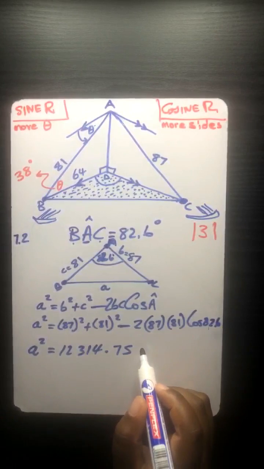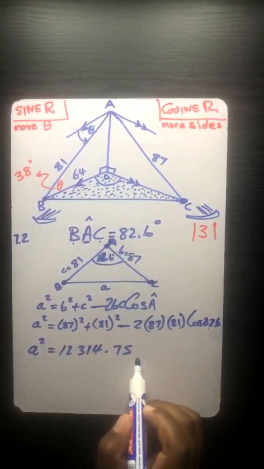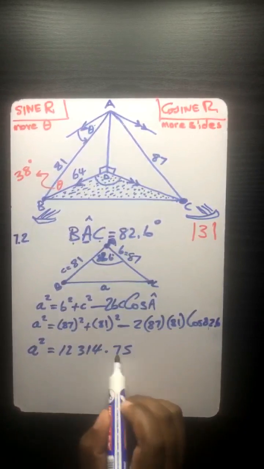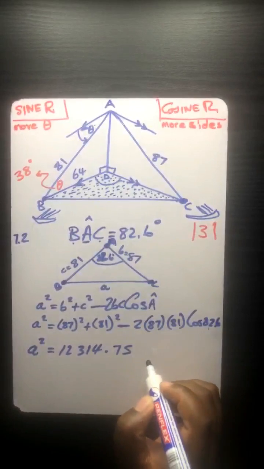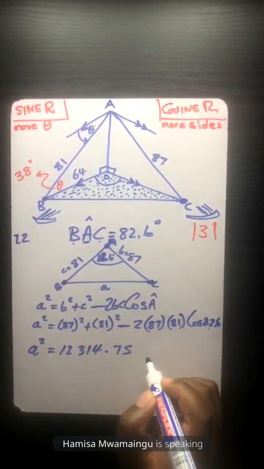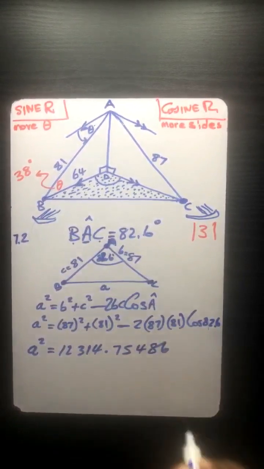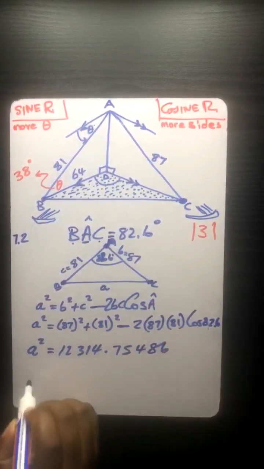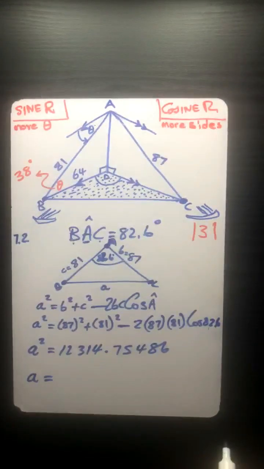Remember, guys, at this stage, don't round off, only round off the final answer. So what are those other values, Hamisa? 486. Okay. Then that's when you can now find the value of a. Then you can round it off. So what will be the value of a?